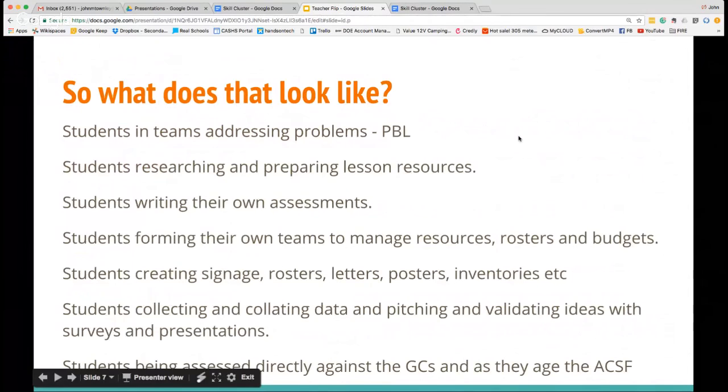So what does it look like? It probably looks like PBL a lot: students researching and preparing lesson resources, which is one of the really interesting angles on this; students writing their own assessments, another really interesting one; and students forming teams, managing resources, rosters, budgets. You can start to see how literacy and numeracy can be impacted by those kinds of activities.